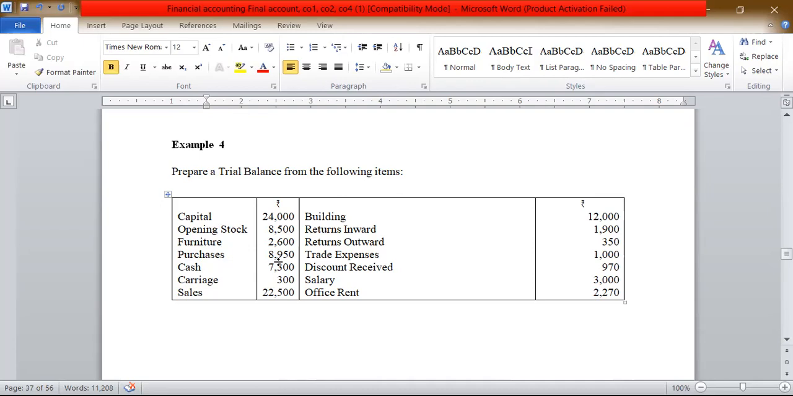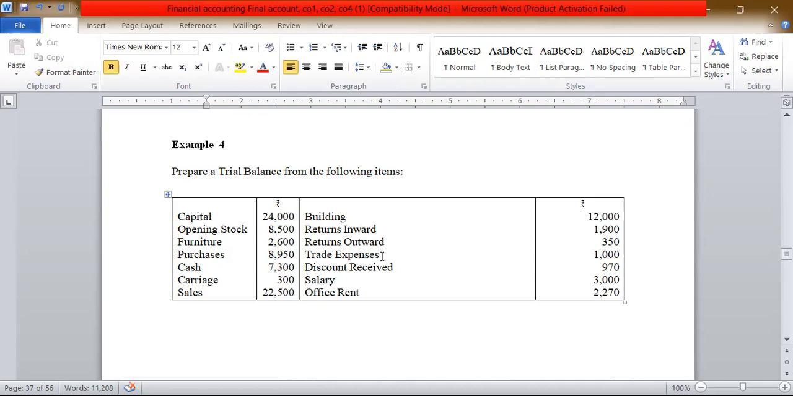Cash is an asset, we have to show in the debit side. Carriage is an expenditure, we have to show in the debit side. Sales is a revenue, we have to show in the credit side of the trial balance. Building, we have to show in the debit side of the trial balance. Returns inwards, it is an expenditure, we have to show in the debit side. Returns outwards, these are shown in the credit side.